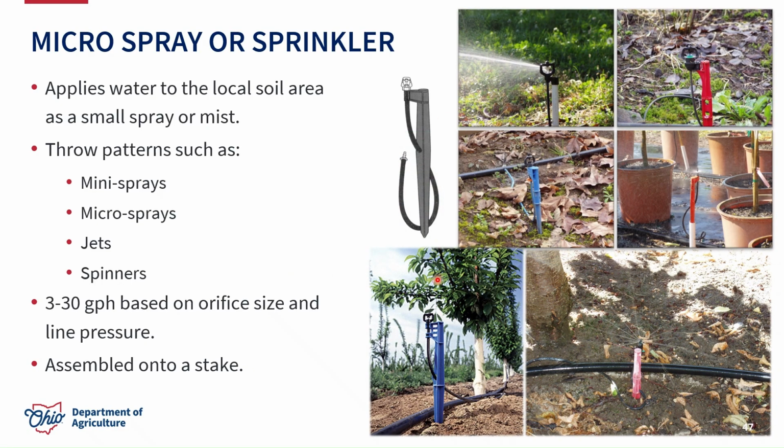Typically, we're going to see these micro sprays or sprinklers on a lateral line with a small pigtail coming off to then have that sprinkler fixed on a stake. A lot of times we'll see these applications used in crops that are spaced further apart, such as fruit trees or in vineyards.